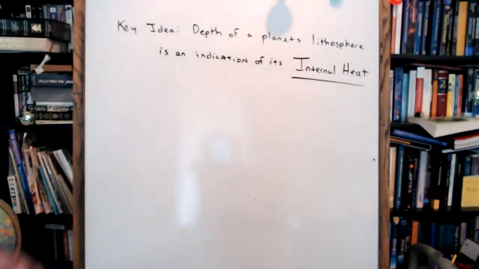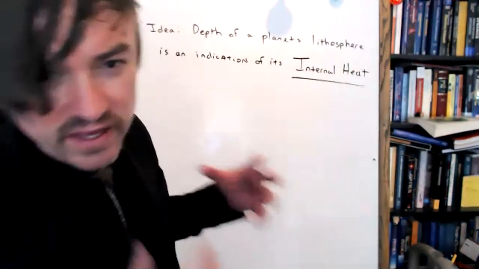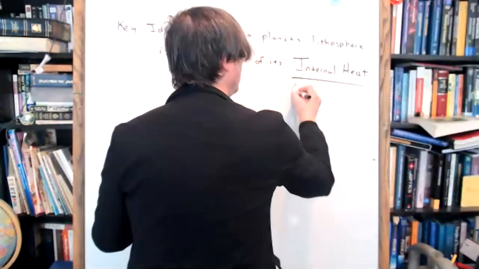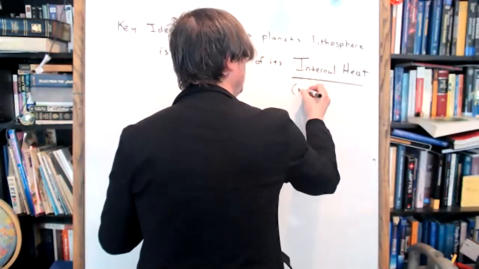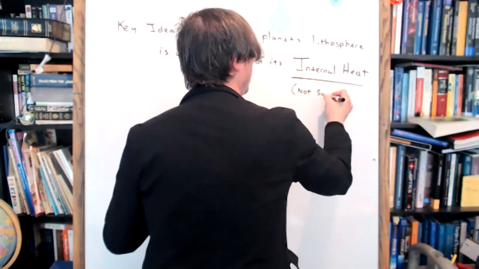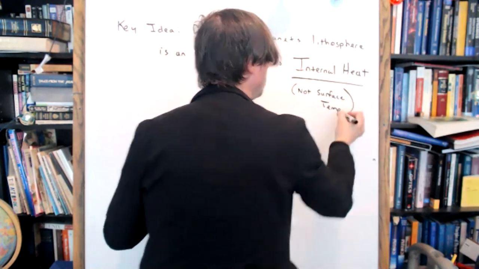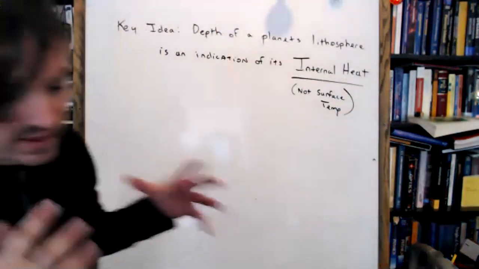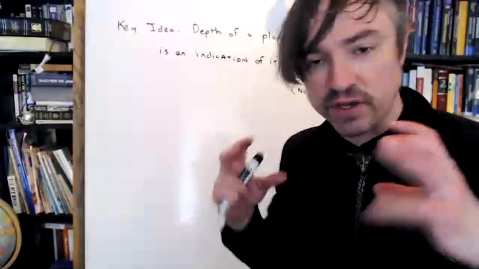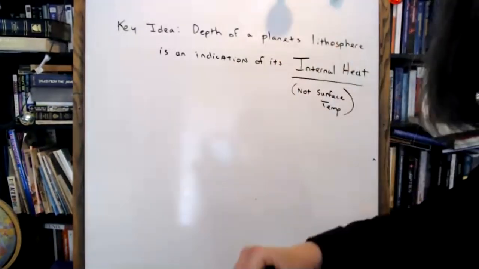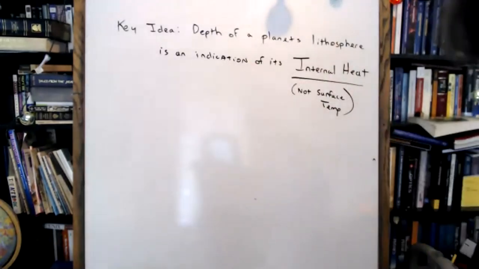And I'd like to make the same point that I made a moment ago, because it turns out that repeating myself is a useful thing to do. Internal heat is not the same as surface temperature. Surface temperature, we're going to have to address at a later time when I can deal with the complexities of atmospheres. Today, I'm dealing with what's interior to a planet and what's at the surface of a planet.